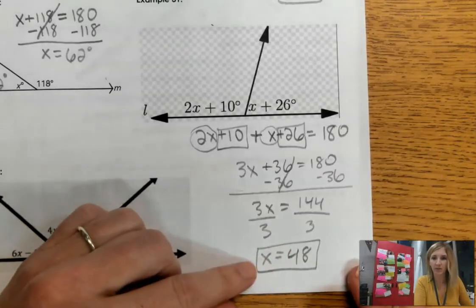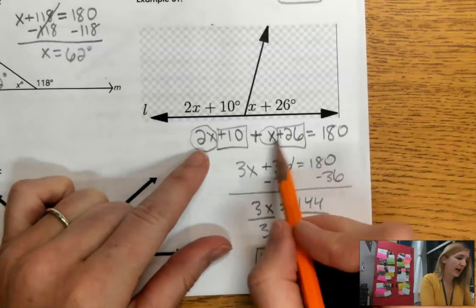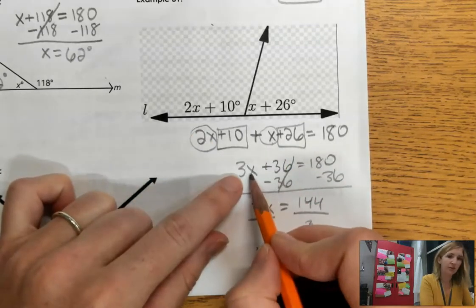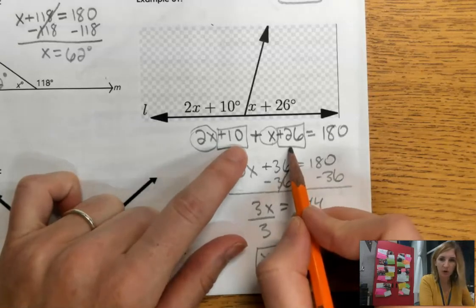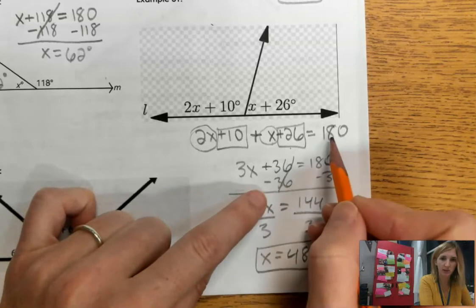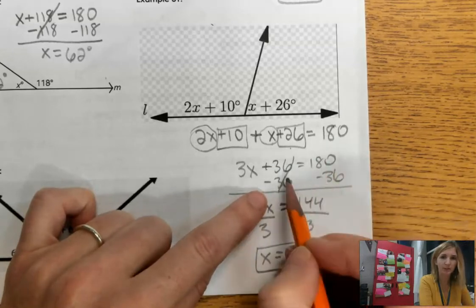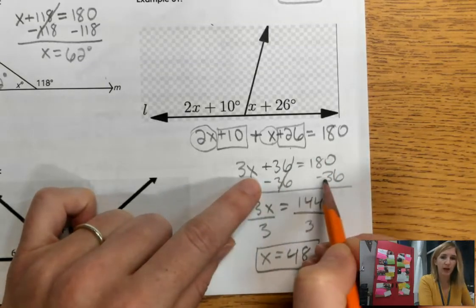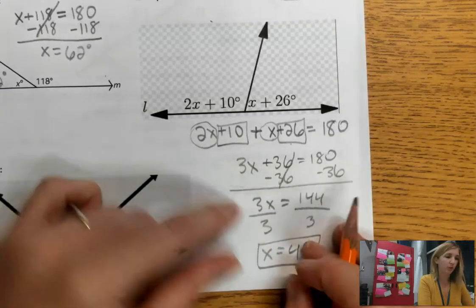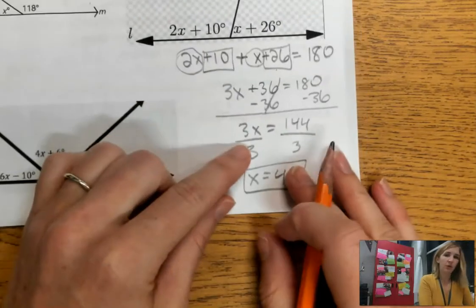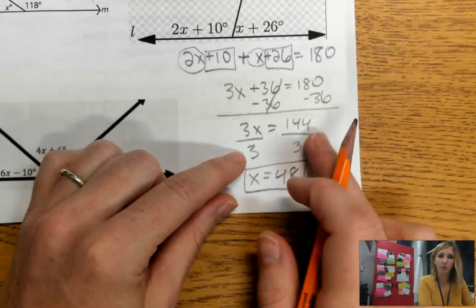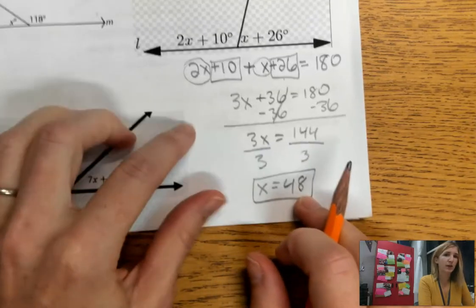All right, here was my answer, x equals 48. So I identified my like terms, 2x and x. When I add them together, I get 3x. My constants are always like terms, so 10 plus 26 gives me 36, and we continue to bring down the equal sign and the 180. To get x by itself, I'm going to subtract 36 on both sides. So I have 3x is equal to 144. The inverse operation of multiplication is division, so you divide both sides by 3. 144 divided by 3 is 48.